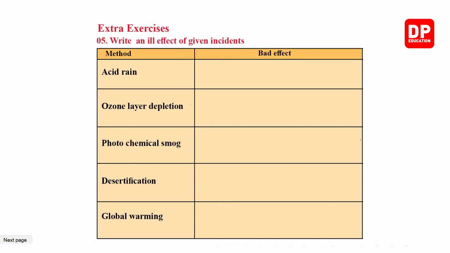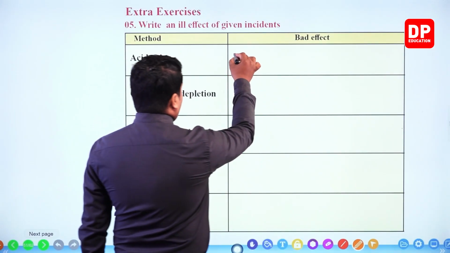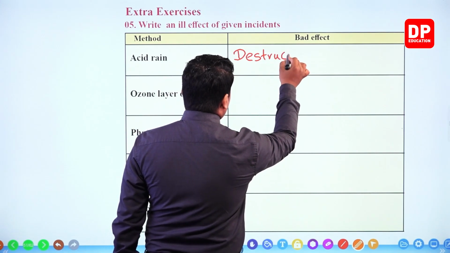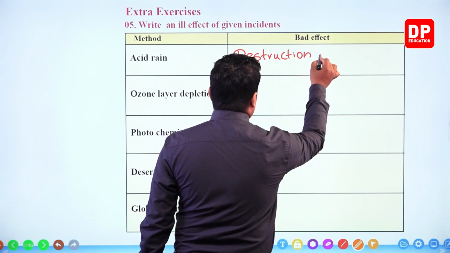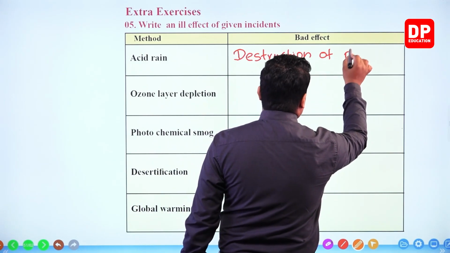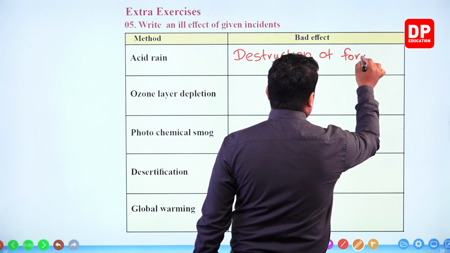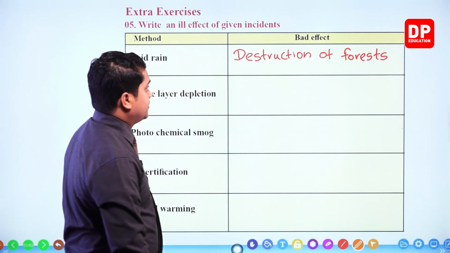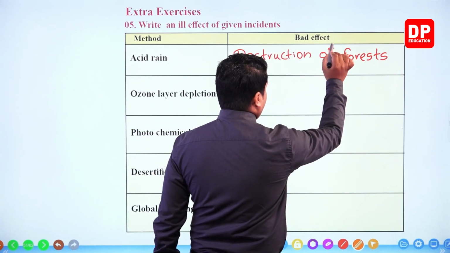Write an ill effect of given incidents. Ill effect means bad effect, right? So acid rain. One ill effect or one bad effect of acid rain, my dear children. So what will happen? Destruction of plant cover. Destruction of forests, right? Destruction of forest.